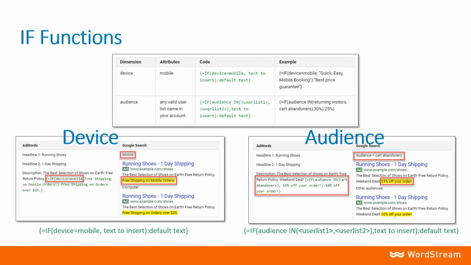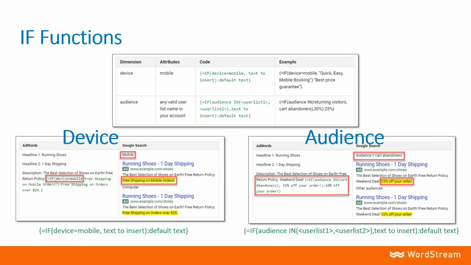If we look at the example at the bottom left, on the mobile device it says free shipping on mobile orders instead of free shipping on orders over $25. This creates urgency. Somebody's not going to wait until they get home to make the purchase. If there's free shipping, they're just going to do it right from their phone.